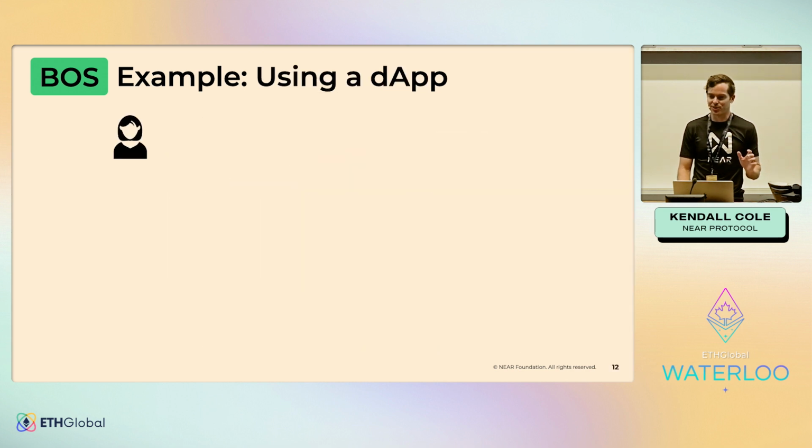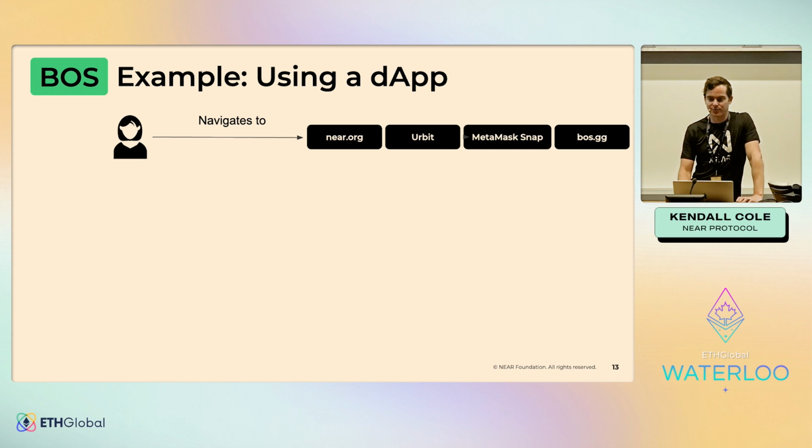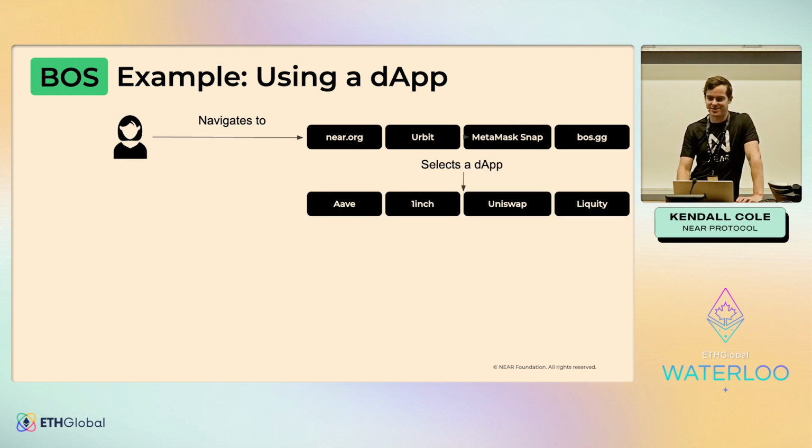To make this a little bit clearer, we'll talk about it from the user angle. So let's imagine that we have a user. The first step to use BOS, they're going to navigate to some kind of interface or front end. This could be MetaMask. This could be Zapper on iOS. It could be near.org. Soon it's going to be Urbit, which we're pretty excited about. And it could also be this site called BOSVG. That's basically a doc site that we have. So by going to any of these, they can access all of the same applications. So then they're going to select a dApp that they want to use. These are 4 examples we have available today: Aave, 1inch, Uniswap, or Liquidity.